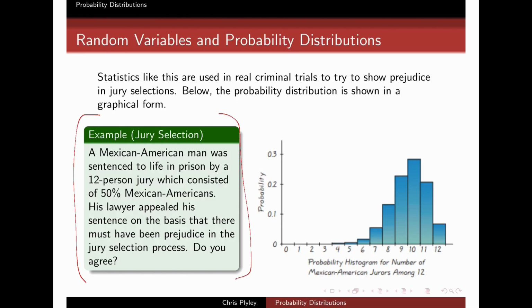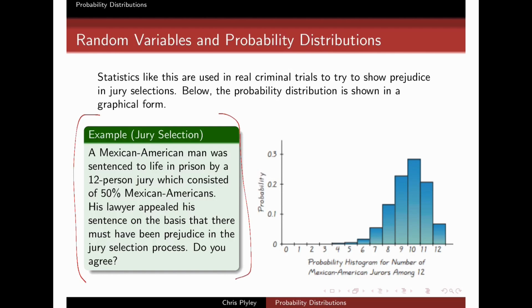A Mexican-American man is sentenced to life in prison by a jury which has only 50% Mexican-Americans on that jury. Now, what might happen in this case is his lawyer might go and say that this is unfair. This man has the right to be tried by a jury of his peers. And in a town of 80% Mexican-Americans, we should expect that his peers will be approximately 80% Mexican-American.